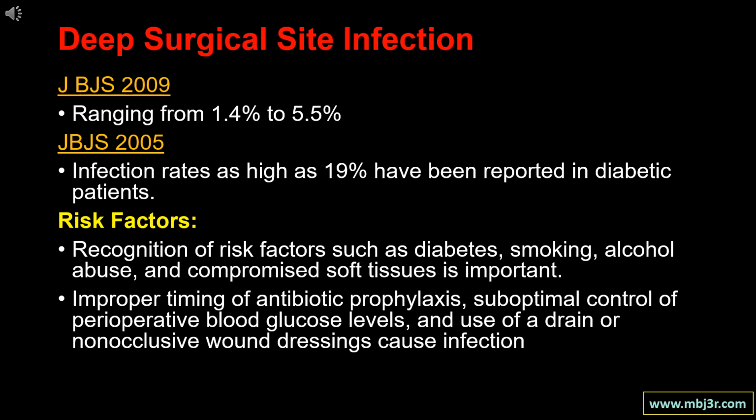Reported rate of surgical site infection following operative treatment of ankle fractures varies considerably, ranging from 1.4 to 5.5%. Infection rates as high as 19% have been reported in diabetic patients. Recognition of risk factors such as diabetes, smoking, alcohol abuse, and compromised soft tissue is very important. Improper timing of antibiotic prophylaxis, suboptimal control of preoperative blood glucose levels, and use of drain or non-occlusive wound dressings are associated with high rates of infection.